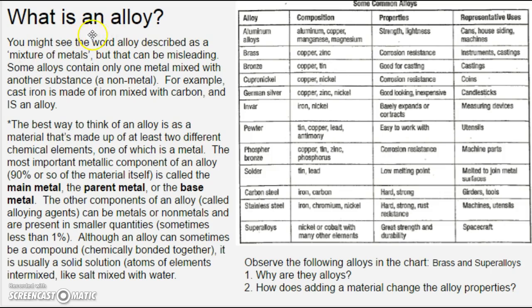So from here, we begin making alloys. You might see the word alloy described as a mixture of metals, but that can be misleading. Some alloys contain only one metal mixed with another substance. It can be a non-metal.